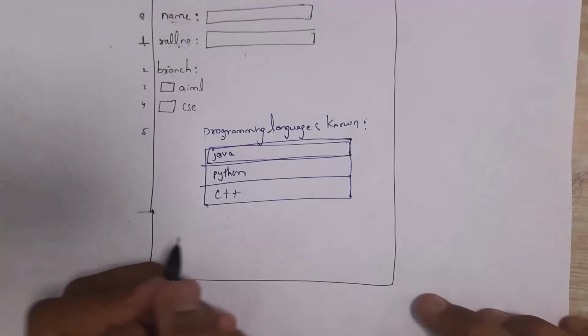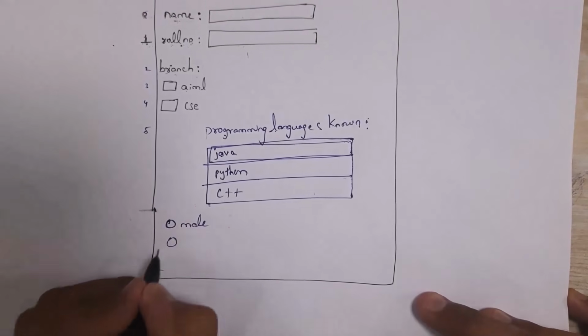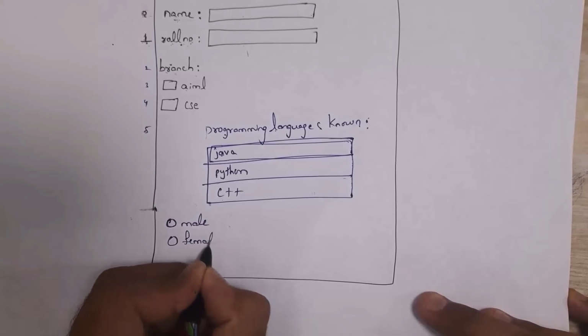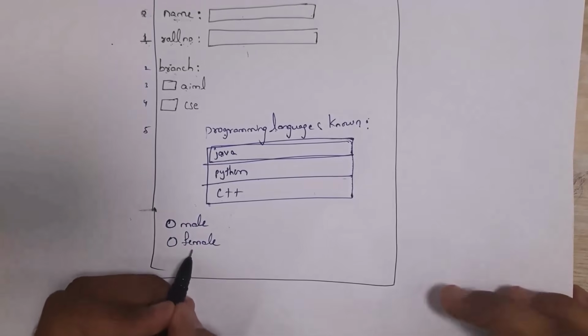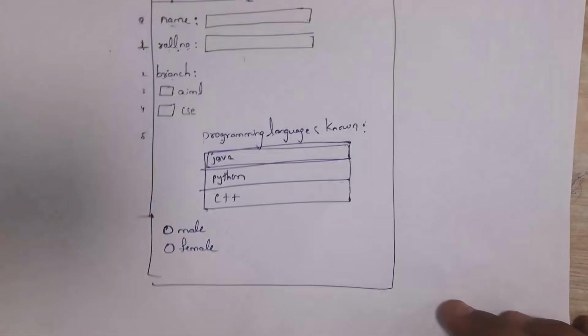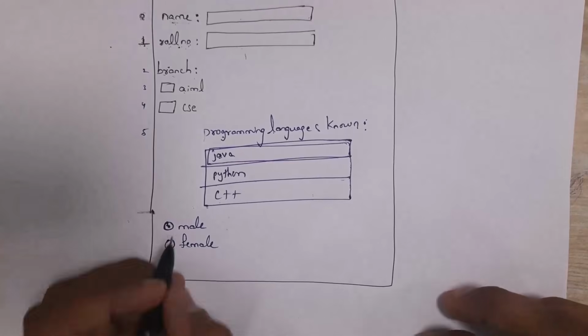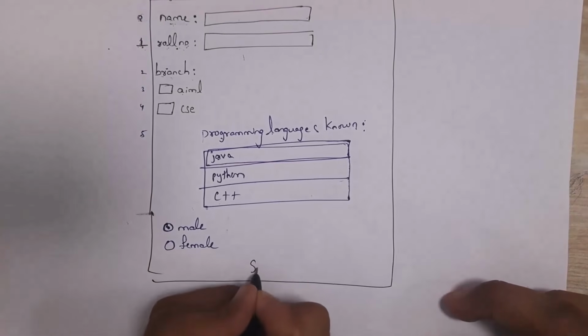And after that I want to create two radio buttons. One is male and another one is female. Guys, you cannot select both of these options. Only you can select one option among these two. For example, I am male, so I can select either male or female. And at last I want to insert one submit button.